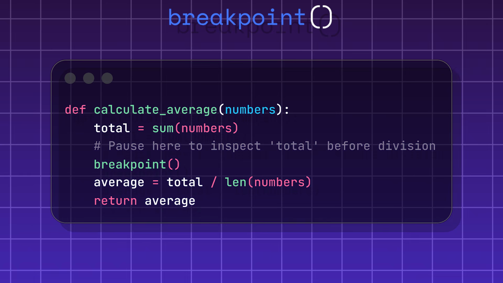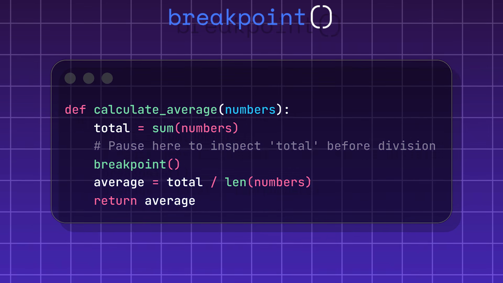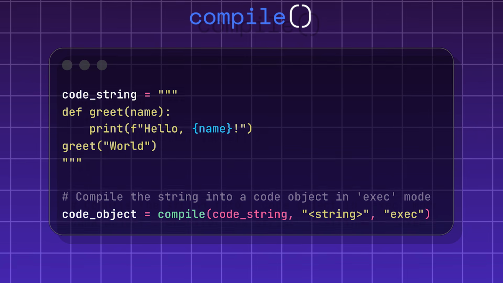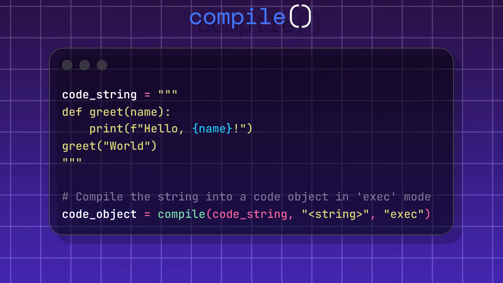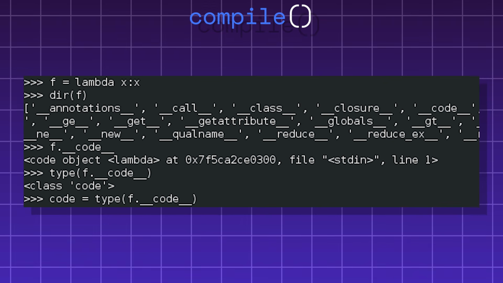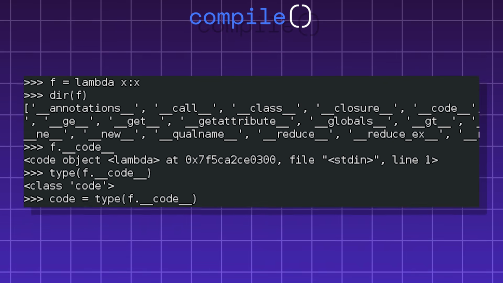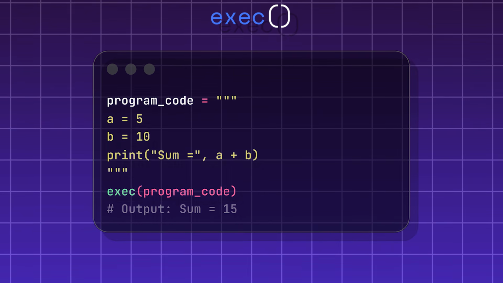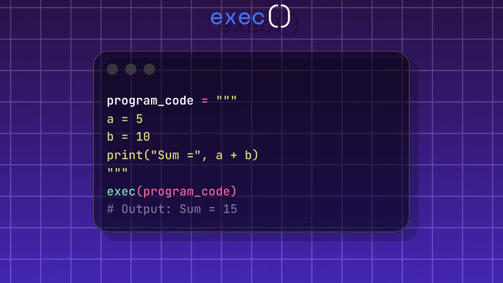Breakpoint is a way to pause the execution of a program to enter the Python debugger. Compile compiles Python code into a code object. This is a low-level representation of executable code, or something close to raw binary, the ones and zeros that computers understand. Eval evaluates strings or raw text as Python code. Exec executes code from raw text or string or a compiled code object.